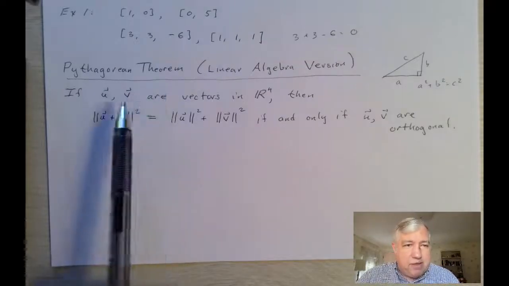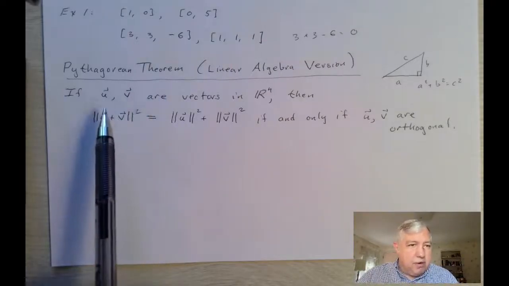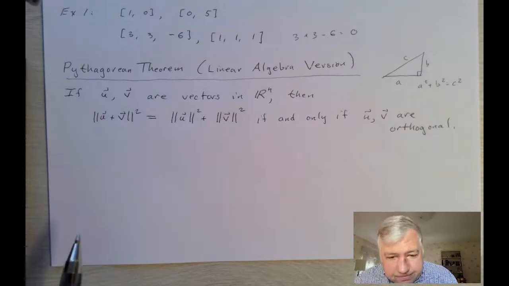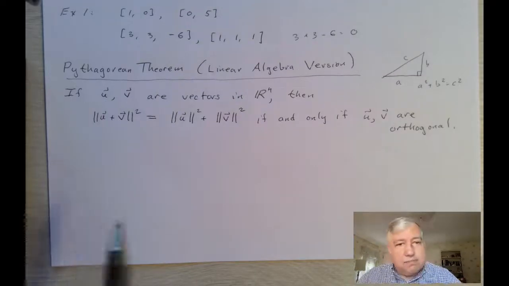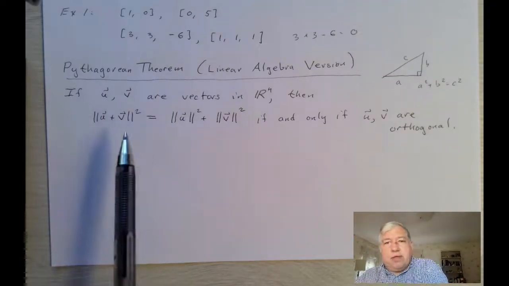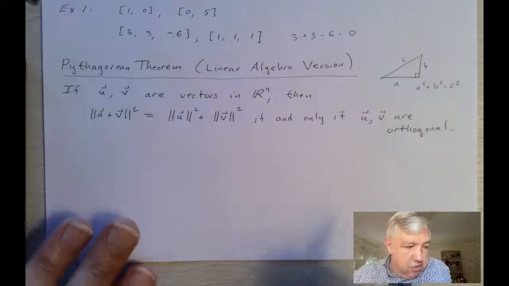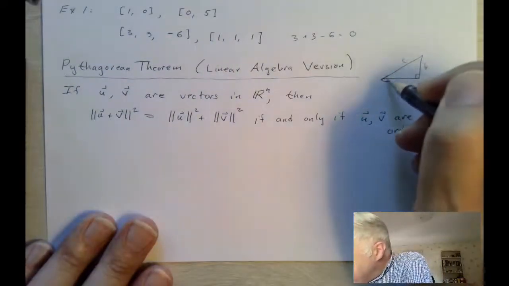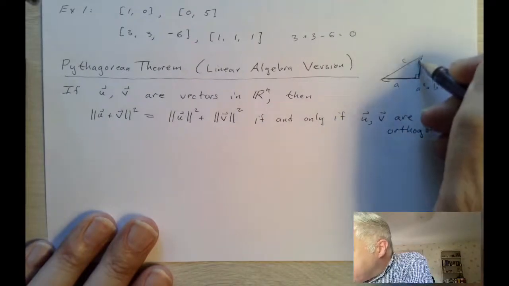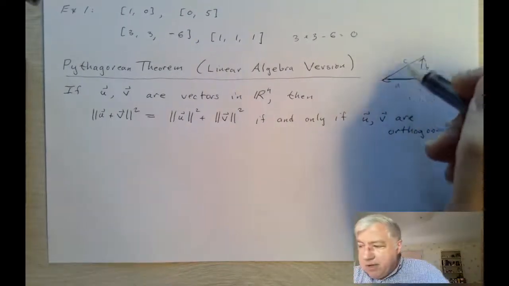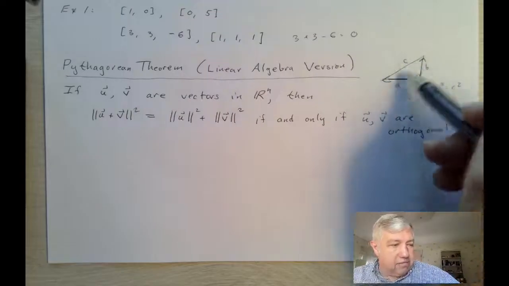If we restate this using linear algebra, we can say: if u and v are vectors, then we get this. In this case, u could be represented by this vector going out here, and v is this vector, and then this would be u plus v.